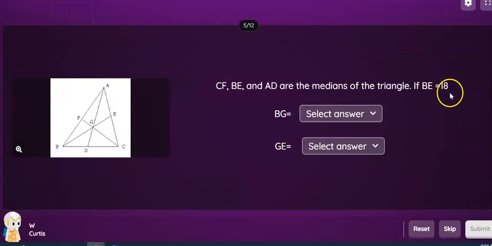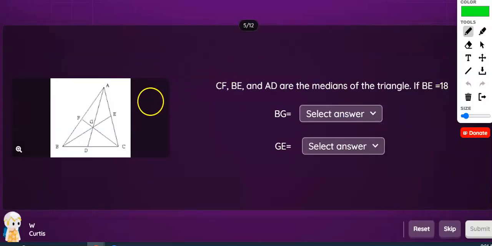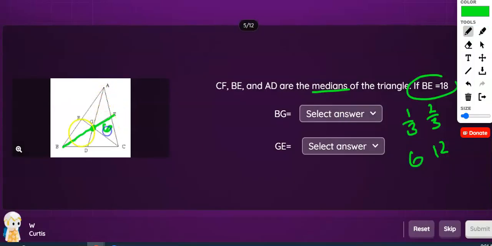Fifth question. This is the newest thing that we've learned. This seems to be going pretty well today. If the entire B to E is 18, we know this is a centroid because it's 3 medians. Remember that 18 is going to break down into two pieces that are 1/3 and 2/3 of it, which would be 12 and 6. Make sure you know which one's which. The shorter one is the 6, the longer one is the 12. The total is 18. The shorter one's half the size of the longer one.